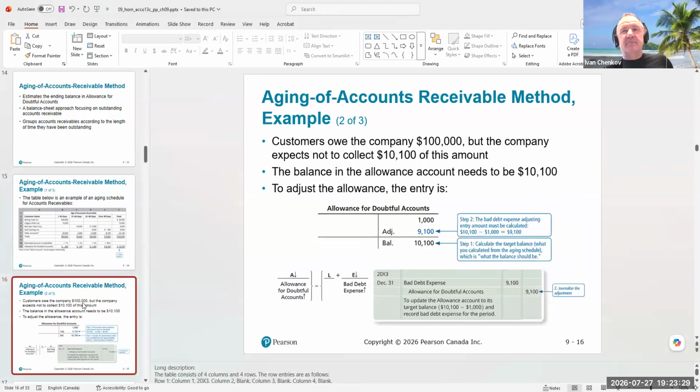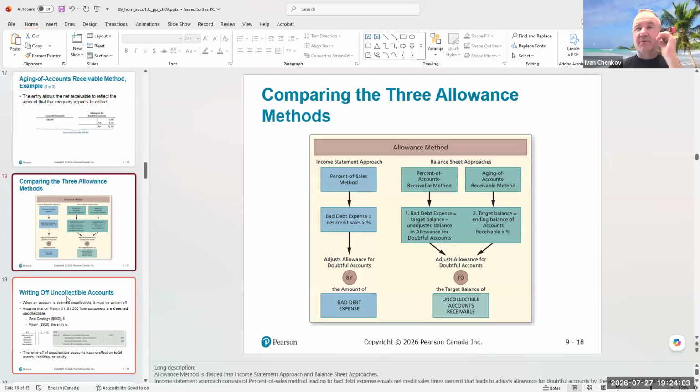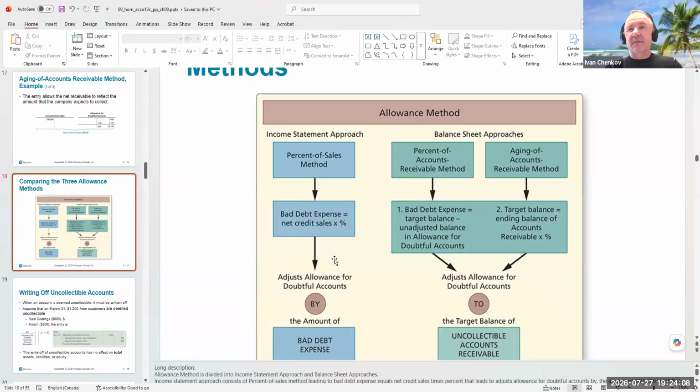So now again, the accounts receivable aged method. Once we do it, we're going to have an amount which we have to credit to the allowance, added to the existing amount of allowance for doubtful accounts, in order to achieve the balance which we calculated under the aged method. And once we do that, we're going to see accounts receivable is $100,000, allowance for doubtful accounts is going to have that adjustment, and net accounts receivable is going to be $89,900. Comparison between the two methods. Again, the first method, the income approach, gives you directly the bad debt expense.